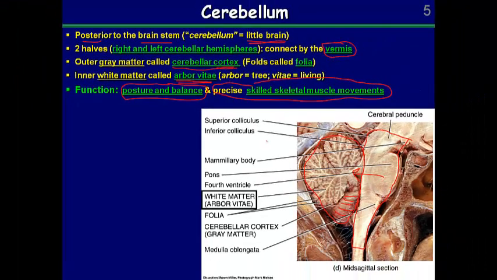So again, we've covered the white matter, or arbor vitae. We've covered the gray matter, or cerebellar cortex, and the two major functions of the cerebellum.